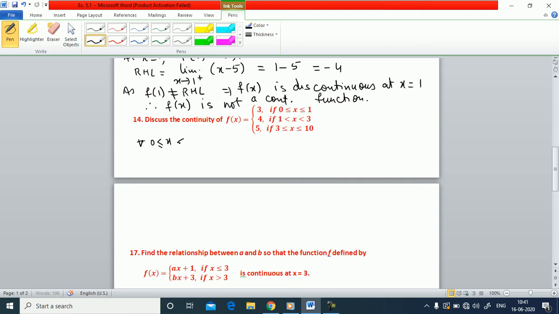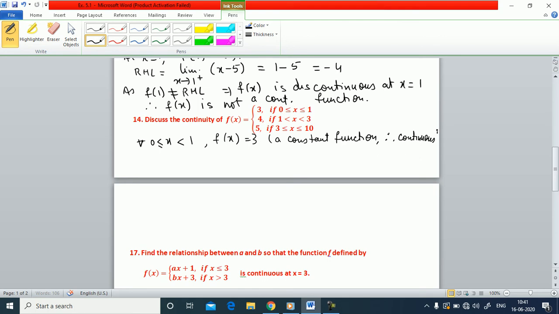But less than 1. Why am I not including 1? Because it is defined in a different way on the left and right of 1. So for all x belonging to this, f(x) is 3. What kind of function is it? A constant function. Therefore it will be continuous. So within this it is continuous.